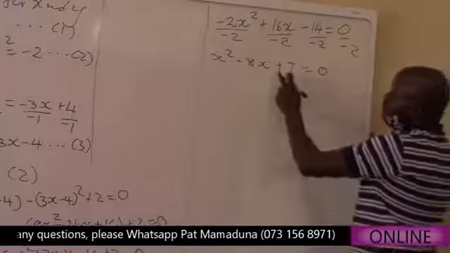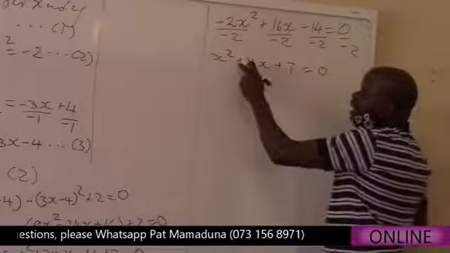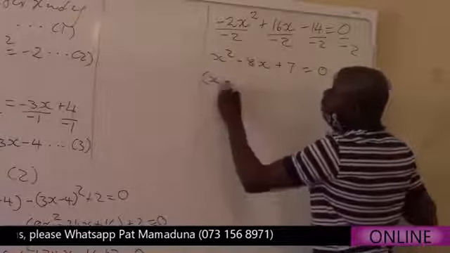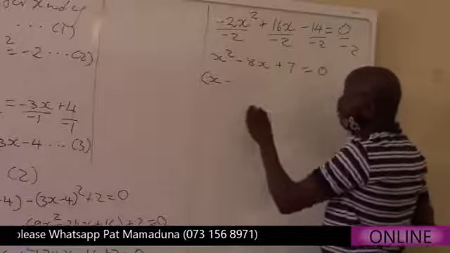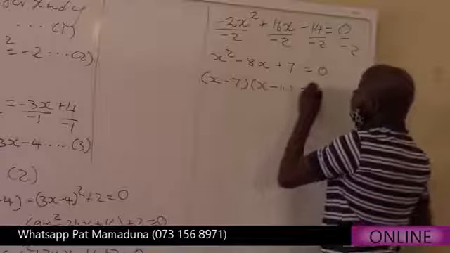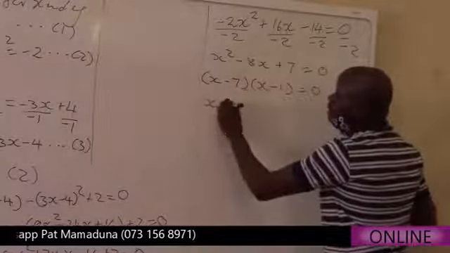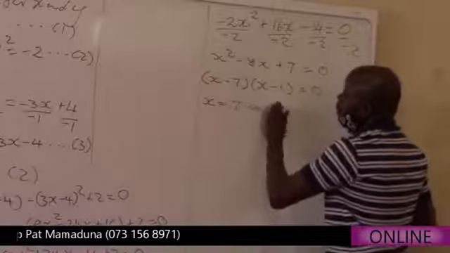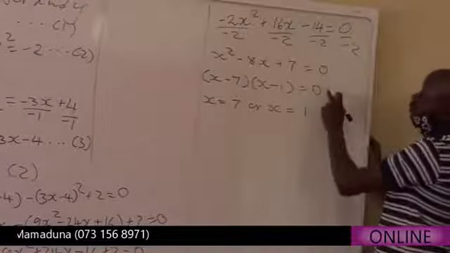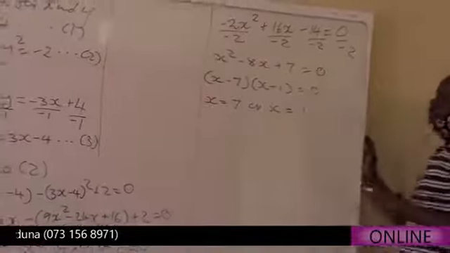So the factors: because the last term is positive and the middle term is negative, it means the factors are both going to be negative. So it's x minus 7 and x minus 1 is equal to 0. Then we are having x is equal to 7 or x is equal to 1. So you get a mark for standard form, a mark for factorization, and 1 mark for both correct values of x.